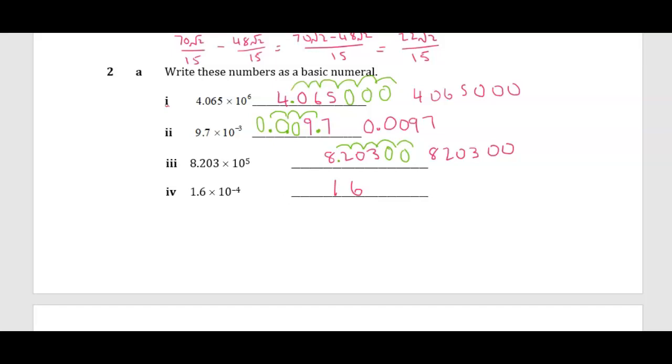Okay, then question 416. Our decimal place was here. So it's getting smaller. It's a negative power. So 1, 2, 3, 4. So it's gone here. All right, so we've got 0.